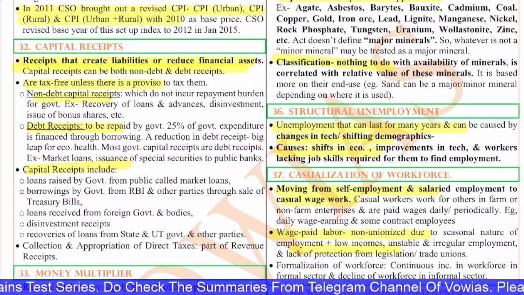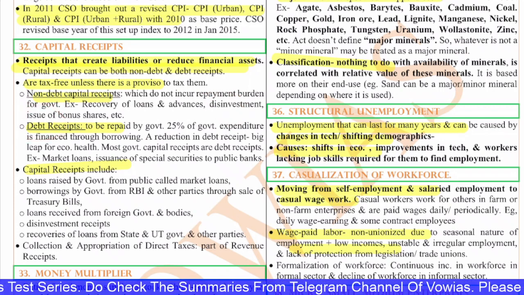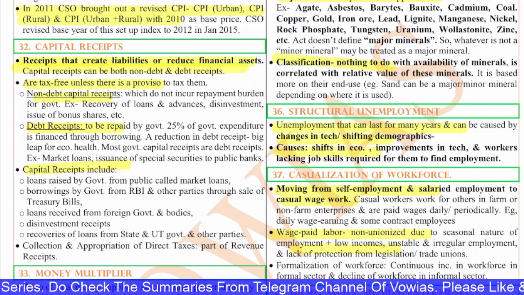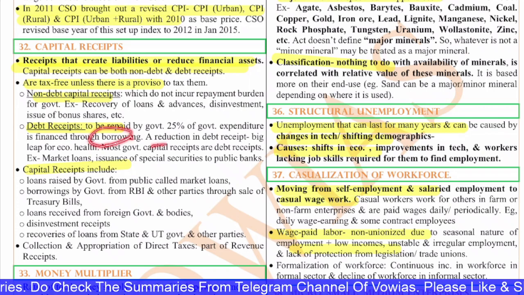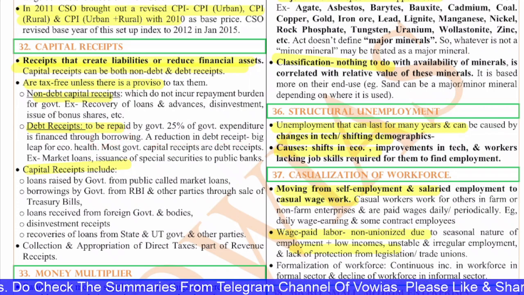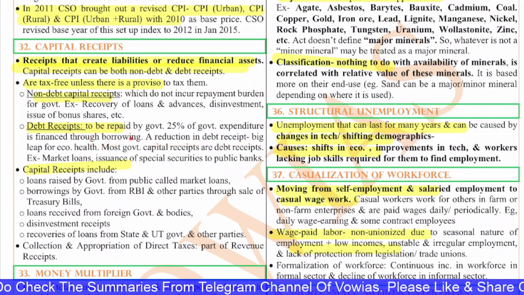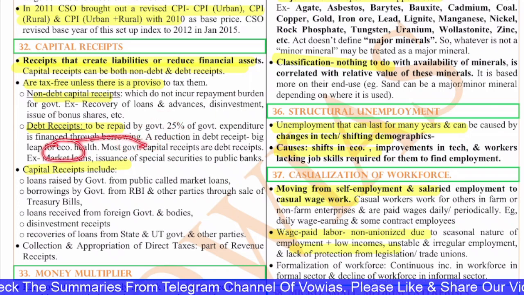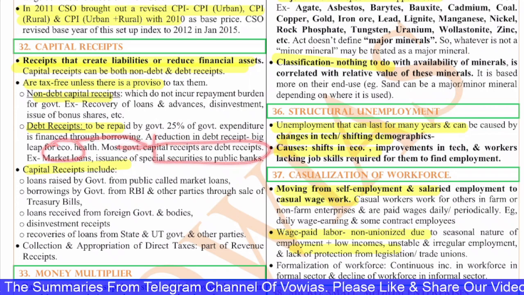But on the other hand, we have debt creating capital receipts, and these are to be paid by the government. 25% of the government expenditure is financed through borrowing. A reduction in debt receipt is a big leap for the economic health. Most government capital receipts are debt receipts. Example, market loans, issuance of special securities to the public banks.